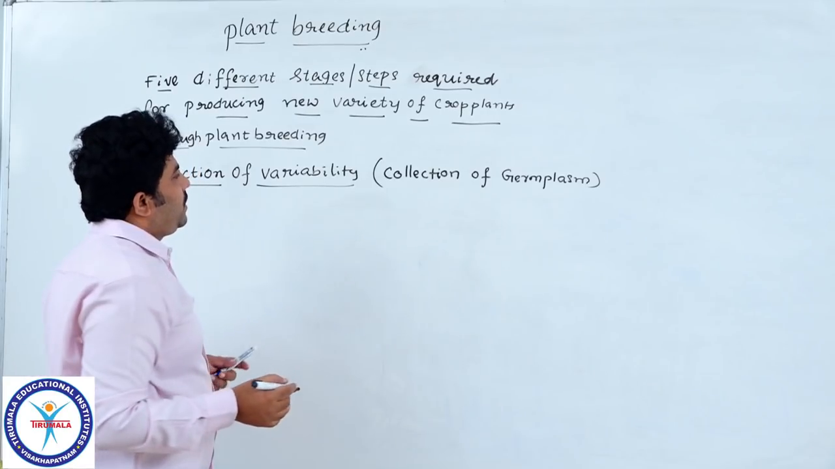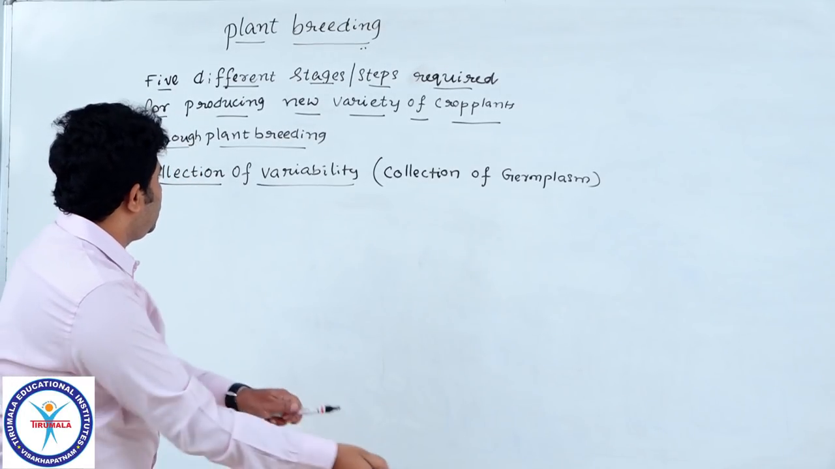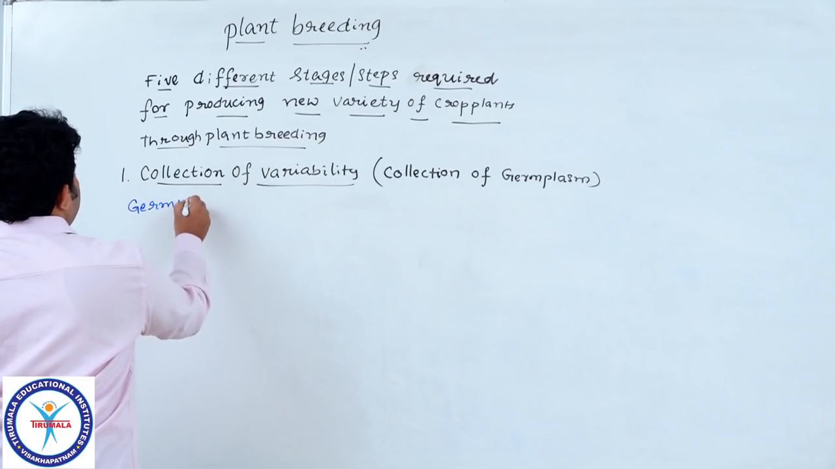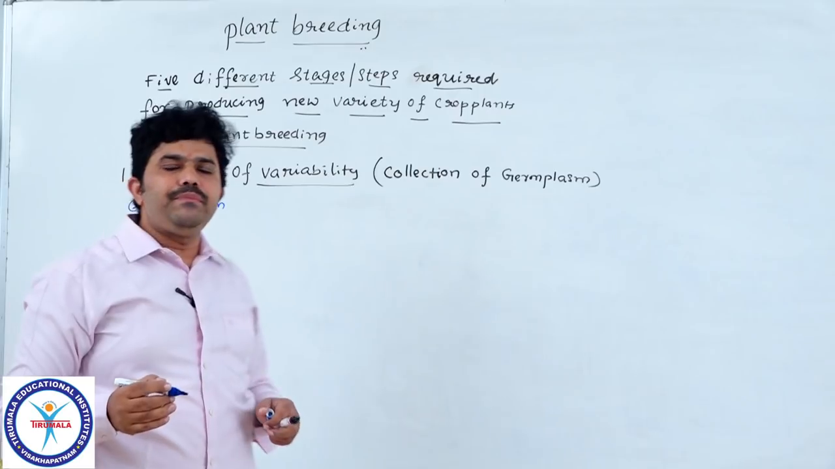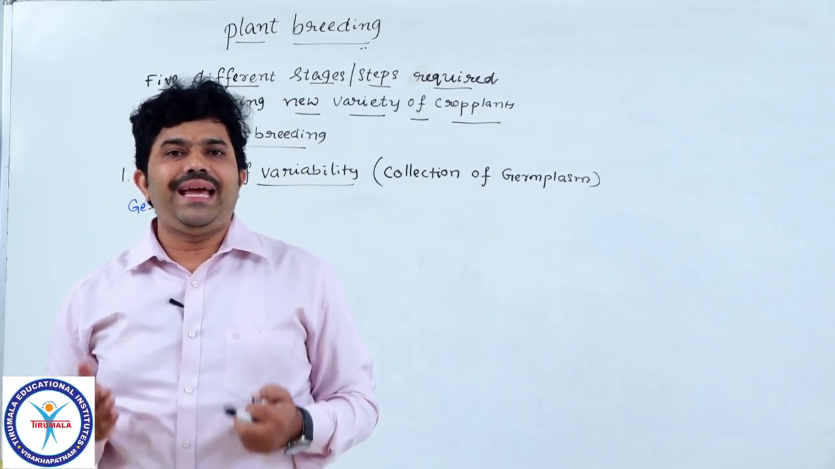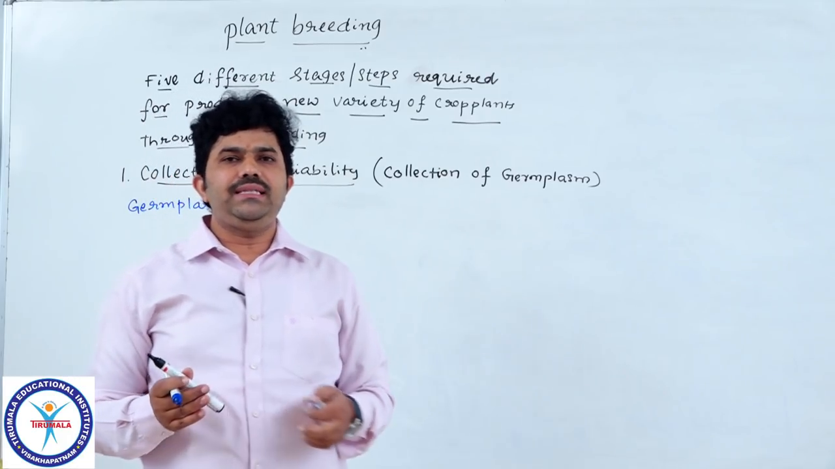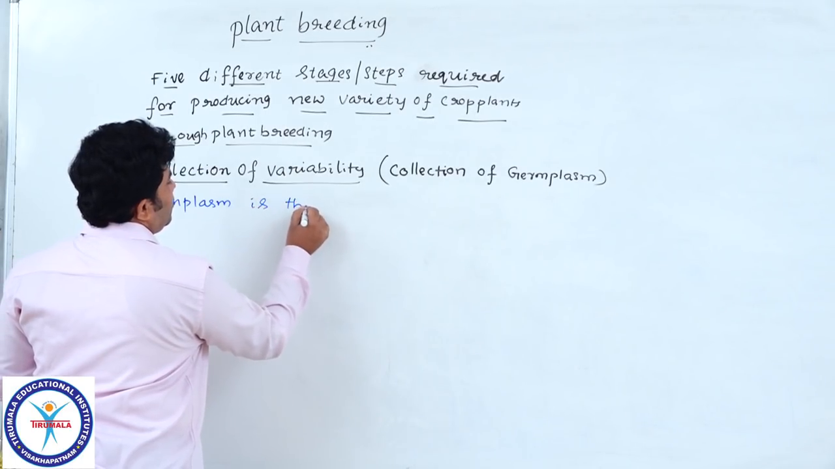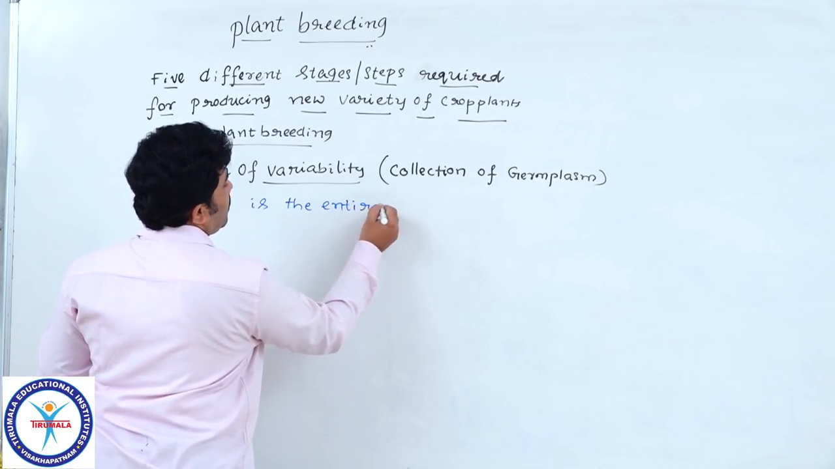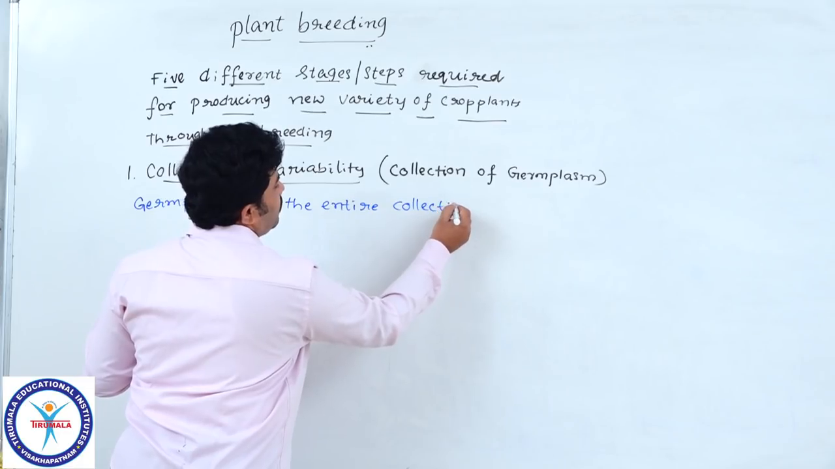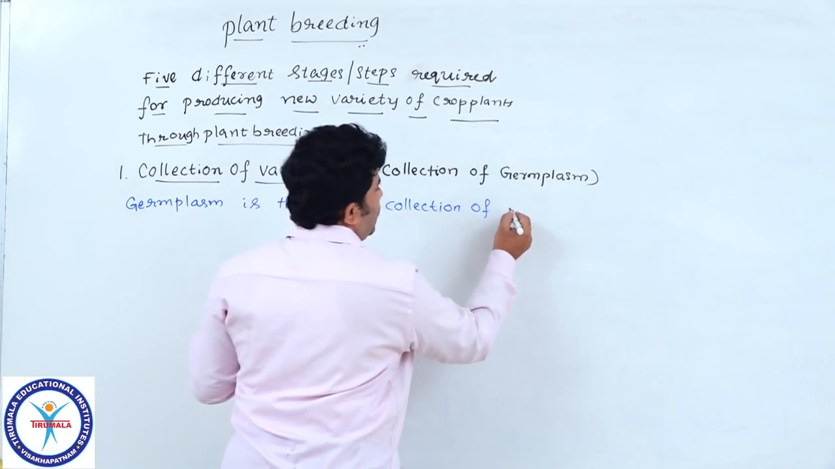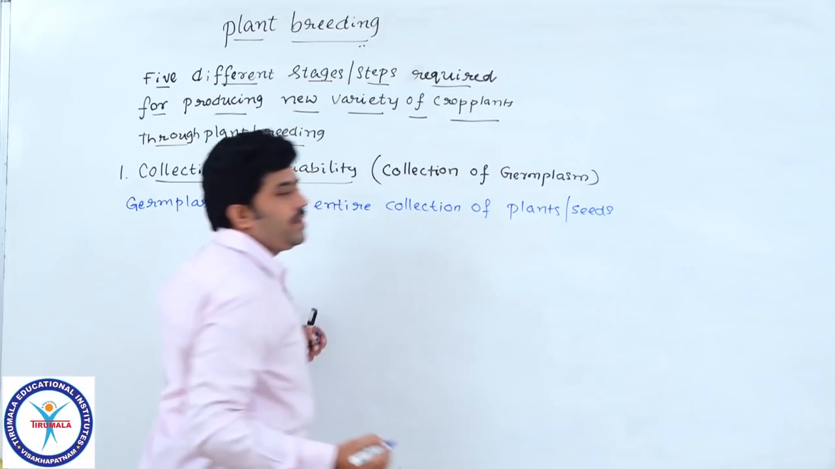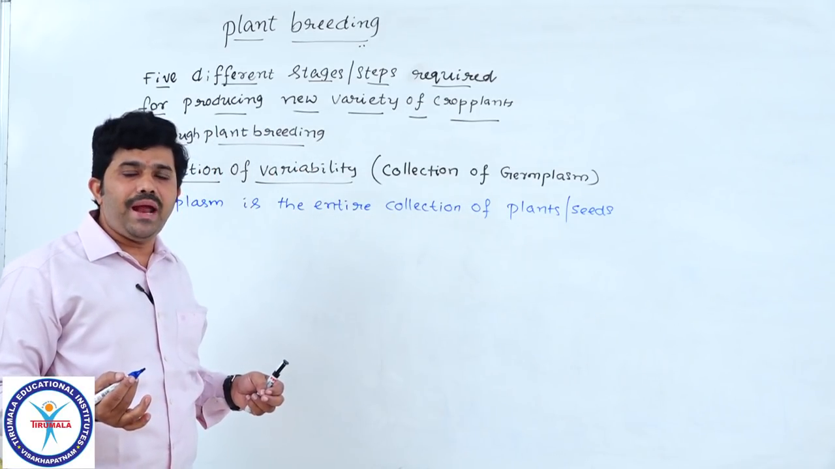Let us know something about germplasm. What is germplasm here? Germplasm, or collection of variability, is a collection of different types of plants and seeds. We just collect. Germplasm is the entire collection of plants and seeds. We have local varieties, domesticated plants, or wild varieties.